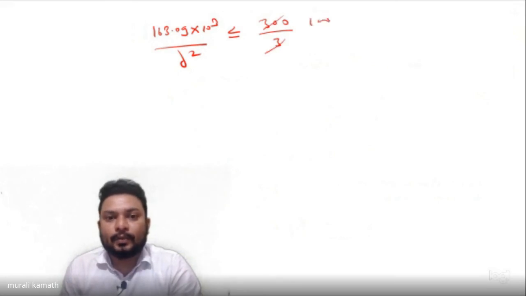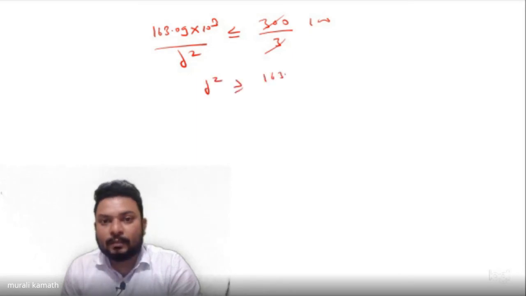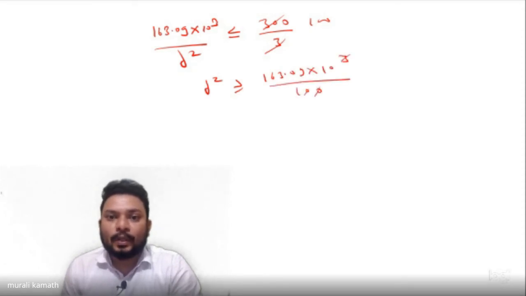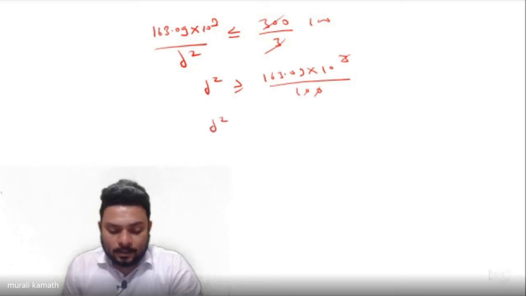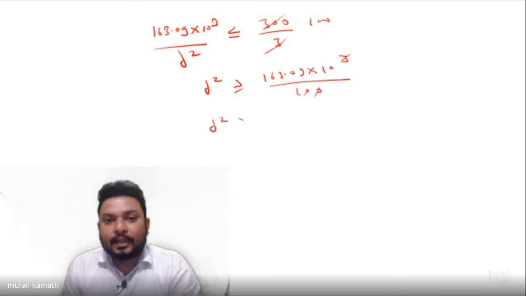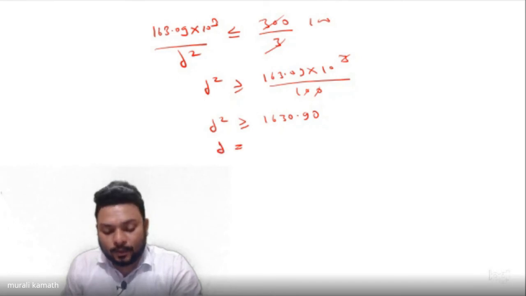So 300, and so your d square is greater than or equal to 163.09 into 10 raised to power 3 divided by 100.110, only 10. So d square is greater than or equal to 1630.90. Take the square root and you will find out d will be equal to 40.38.